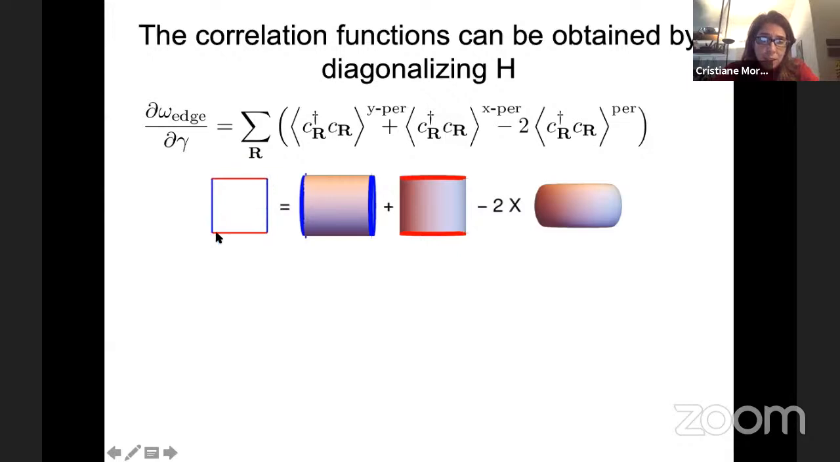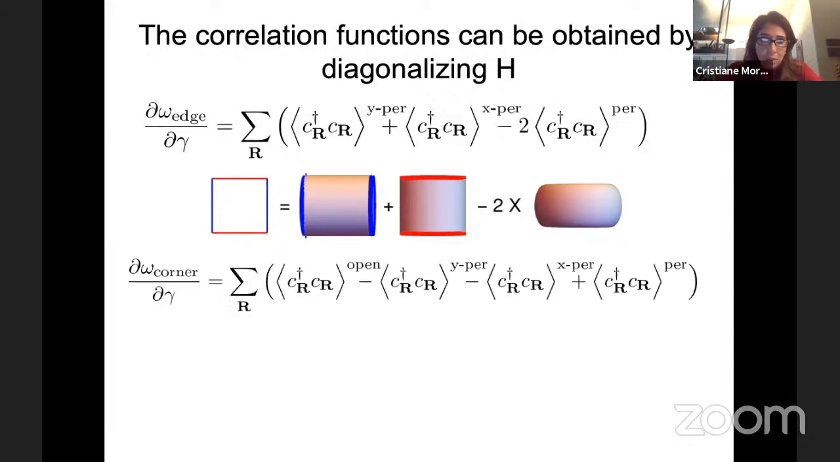So if I would like to get the edge, what I will do is calculate the problem when I have periodic boundary conditions only in Y, plus the problem when I have periodic boundary conditions only in X. And now I have to subtract one bulk to have just the edge here. But here I have been adding the two bulks. So I have to subtract these two bulks that I added here. So twice the calculations on the torus to be able to get just the remaining blue and red parts.